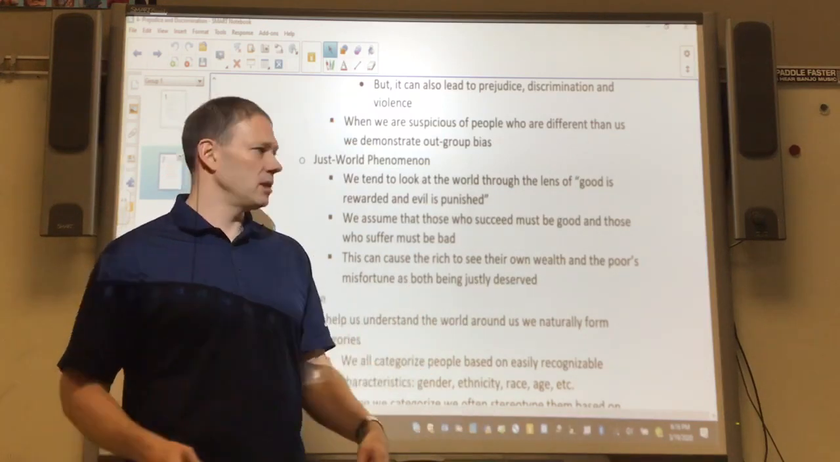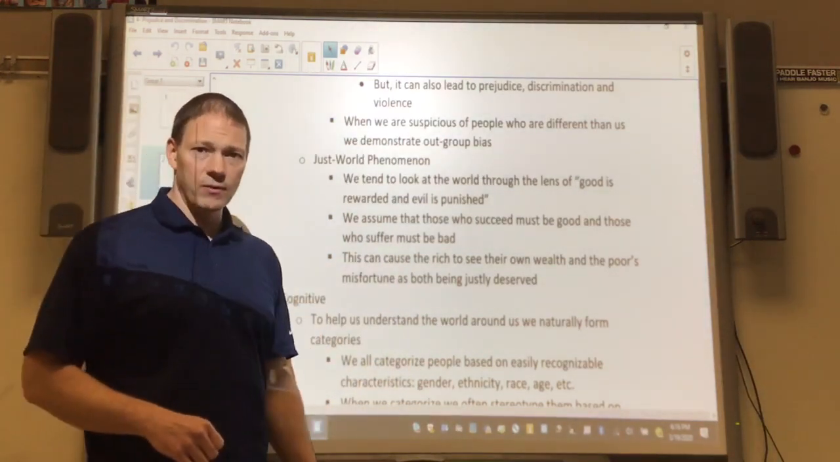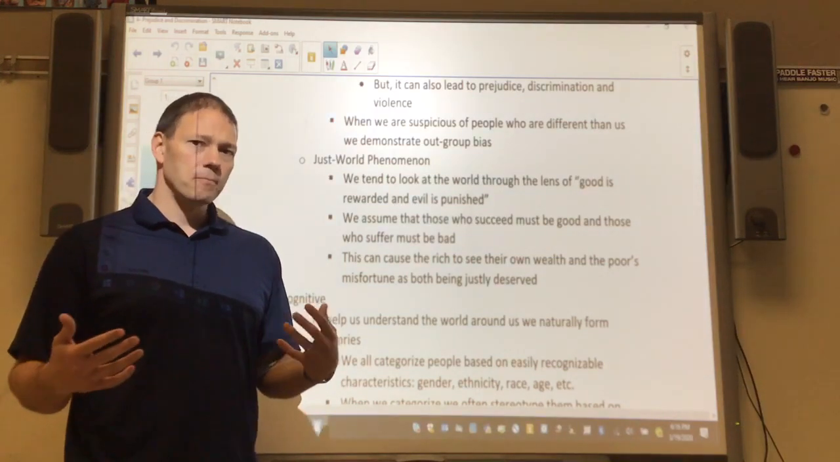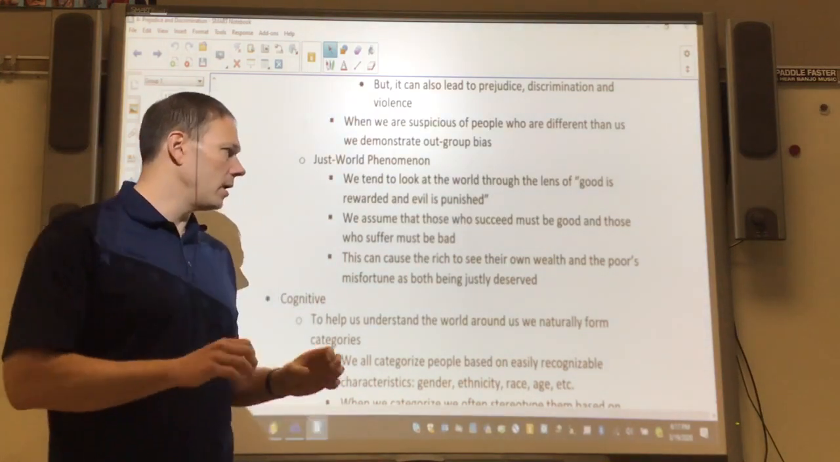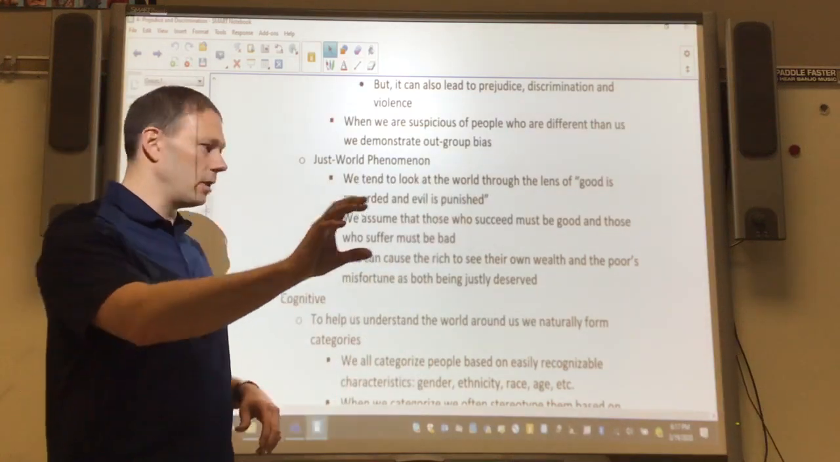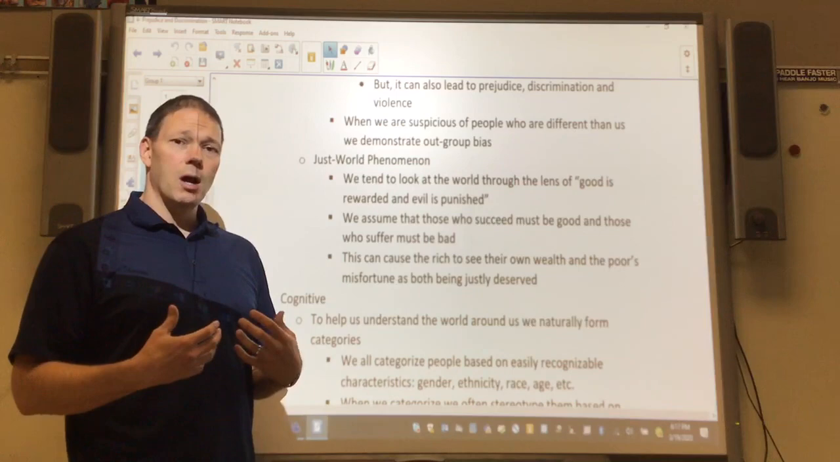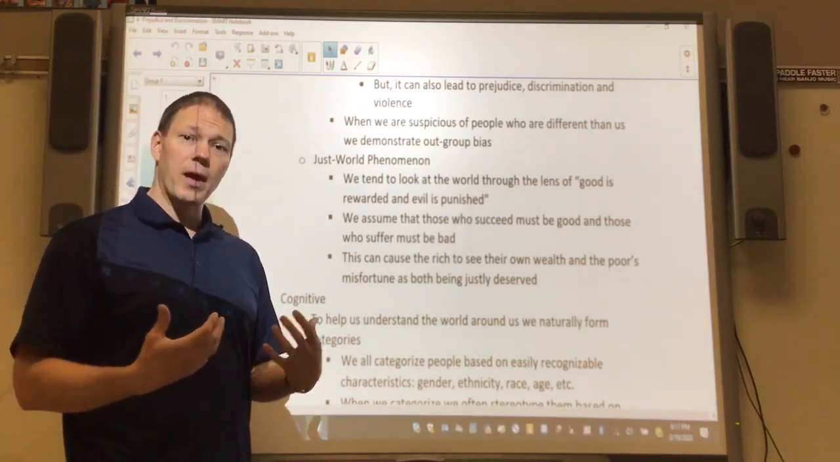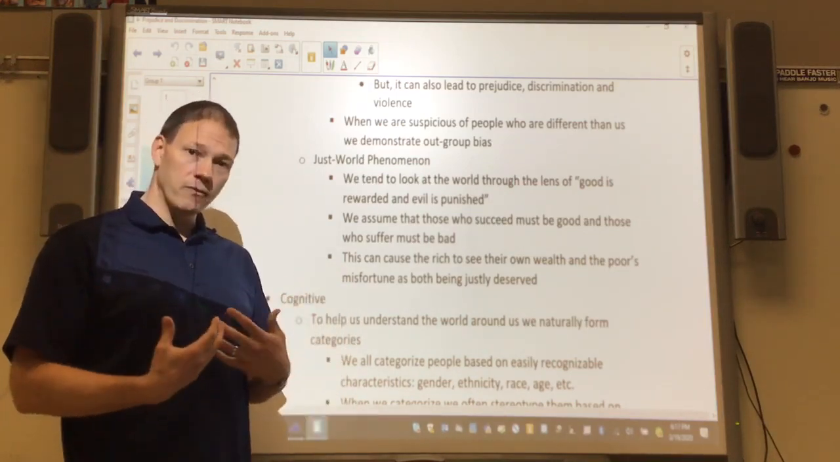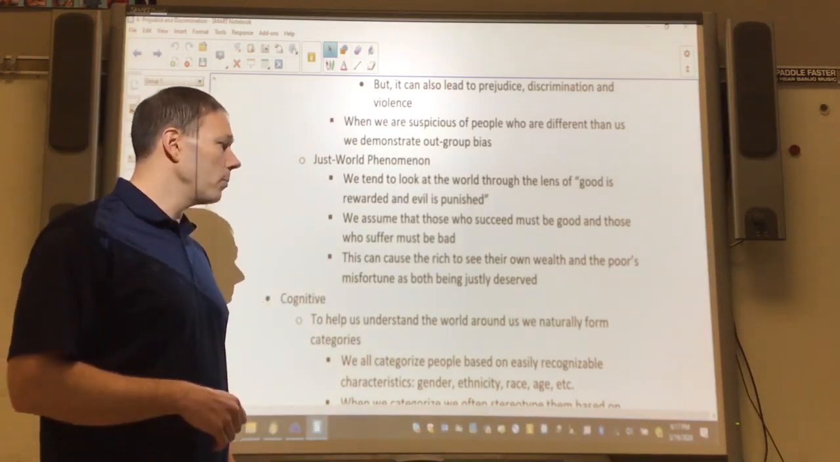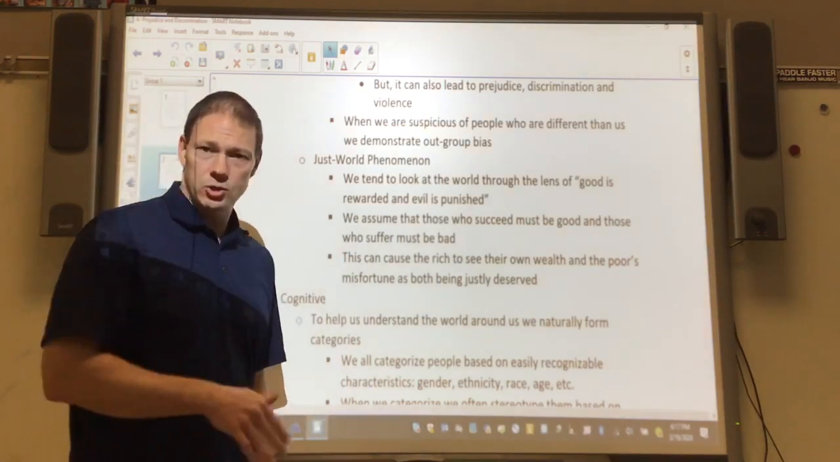Therefore, they're being blessed. And the people that have suffered, well, they must be bad. Okay, and we kind of make this stereotype based on how we view those who are succeeding and those who are not. And so this can be particularly problematic when the rich have a tendency to see their own wealth as being justified. I've worked hard for this. I've made sacrifices. I've earned it. And they can look at poor people as saying, well, that's what they deserved.